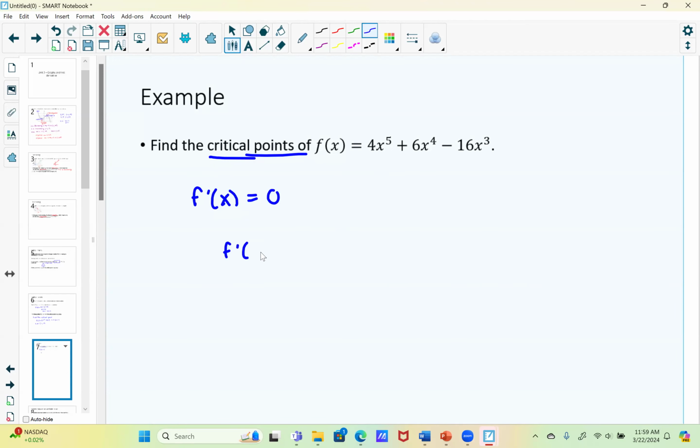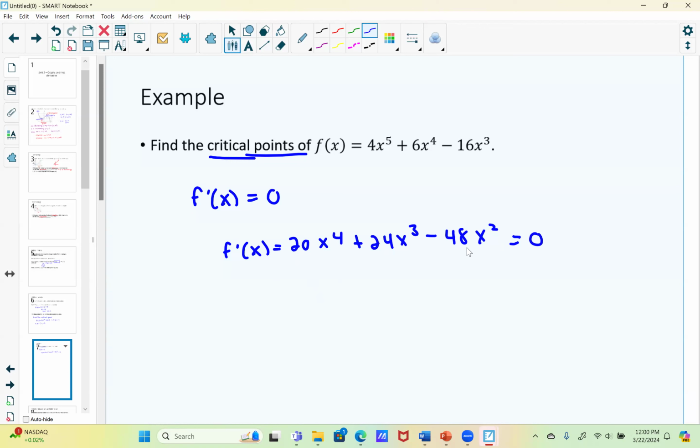So I'm going to take the derivative of this function. So I get 20x to the fourth plus 24x cubed minus 48x squared. I'm going to set it equal to 0. When I solve, again, this is called a polynomial function equal to 0, what I do is I factor if I can. Well, I can.